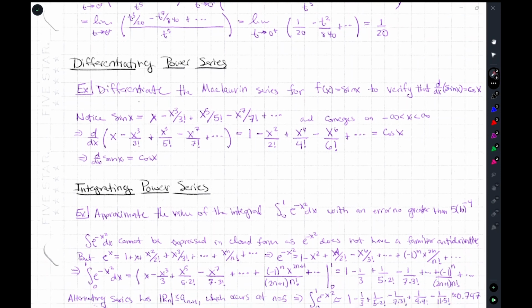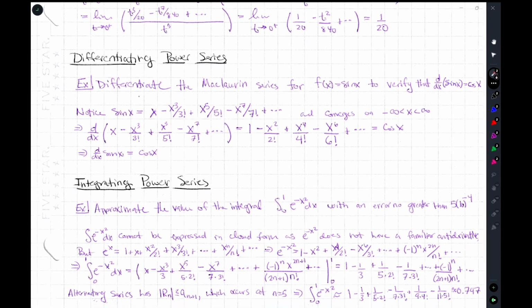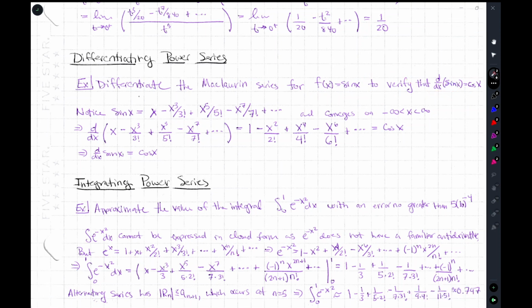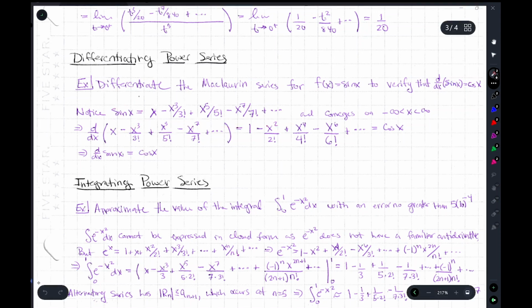Well, another way that the Taylor series could help us is with differentiation. So differentiate the Maclaurin series for f of x equals sine of x to verify that the derivative of sine x equals cosine x. There's a little bit of a strange proof without the actual series, and so maybe it's more intuitive to see the derivative being taken on the series itself. So we have sine of x, we write out its expansion.